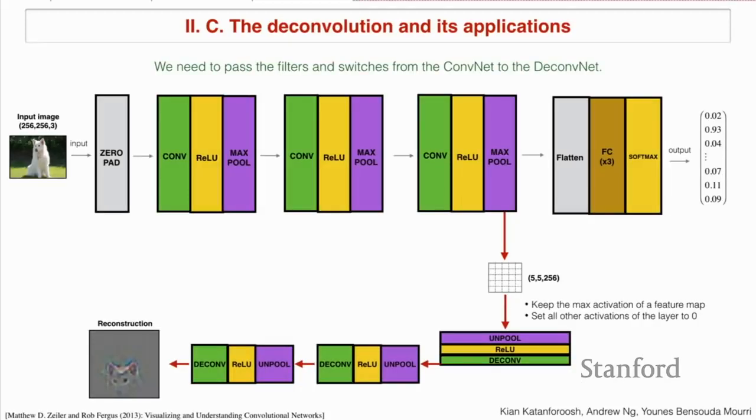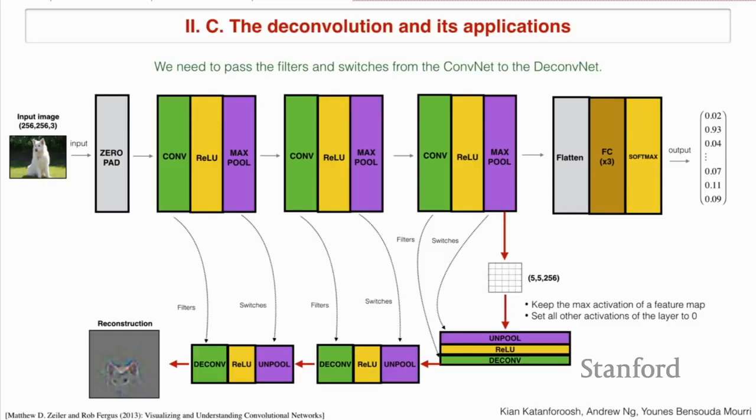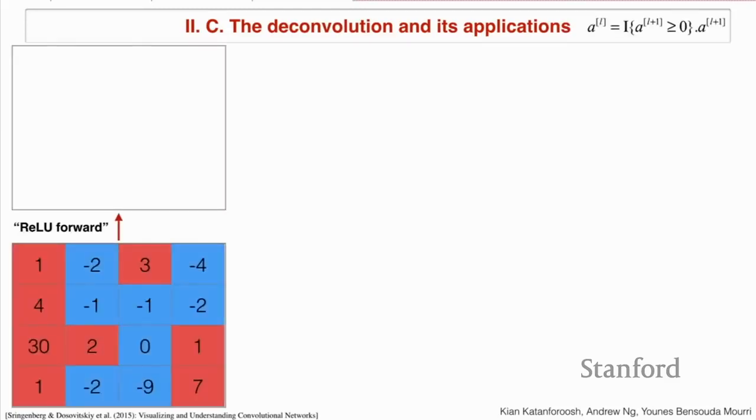Let's look at the ReLU. So what we need to do, in fact, is to pass the switches and the filters back to the unpool and deconv in order to reconstruct. Switches are the matrix of zeros and ones indicating where the maximums were, and filters are the filters that I will transpose under this assumption on the board. Okay, and so on, and so on, and I get my reconstruction. I just need to explain the ReLU now.